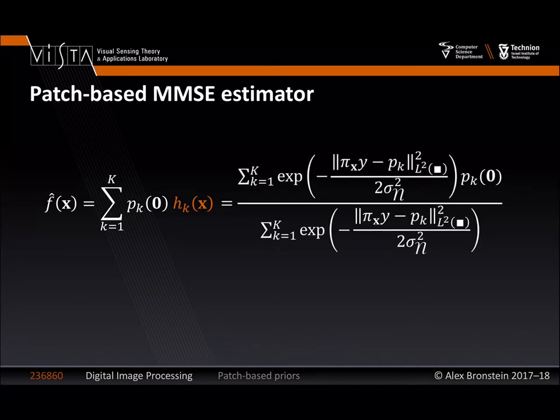So let's just write the full expression. I'm substituting what hk of x looks like. What we have is the sum over k of these exponential terms times pk at 0, divided by the sum of these weights. You see these weights, these are the hk of x, and without the sum, this is hk of x. So I'm summing contributions from the central pixels of all patches multiplied by these exponentials.